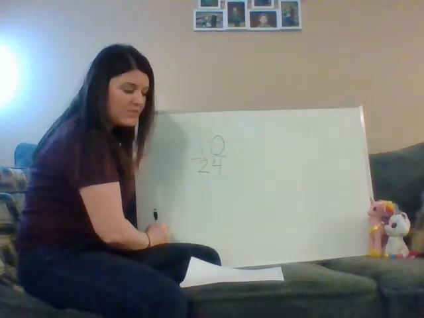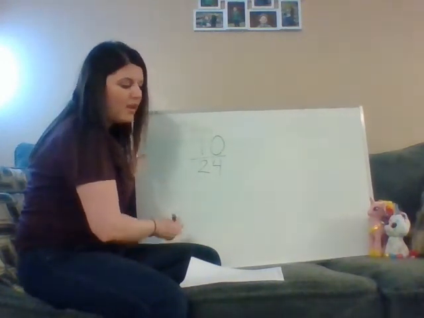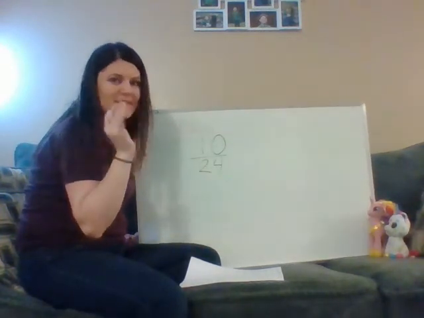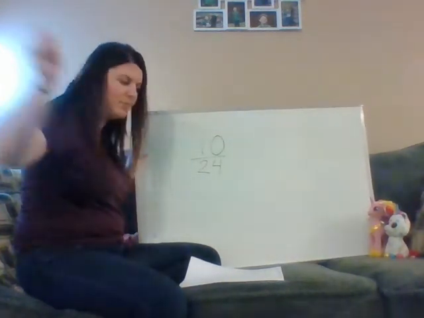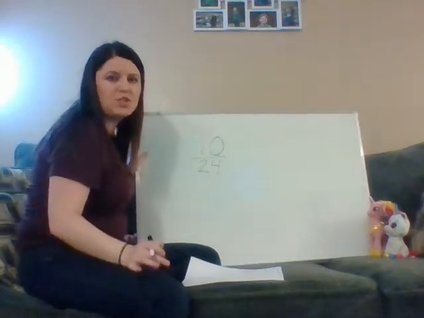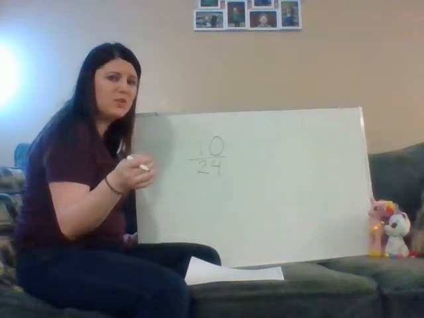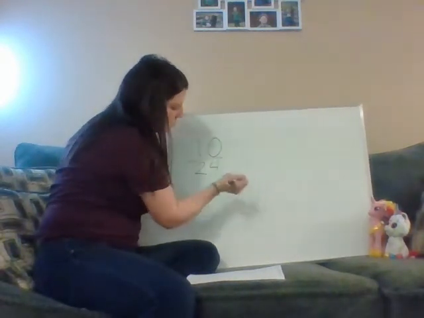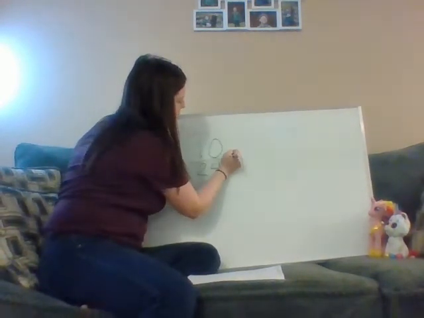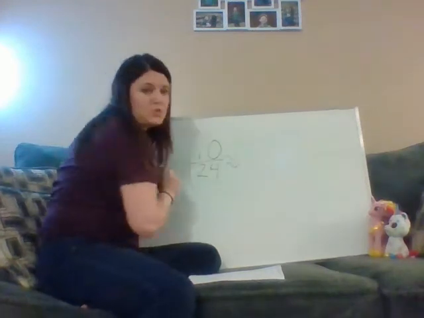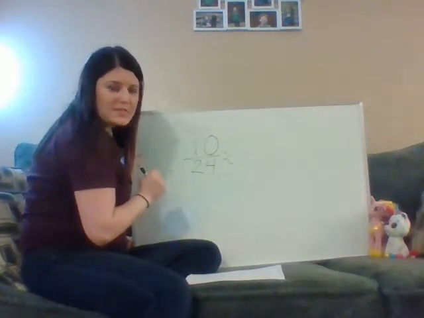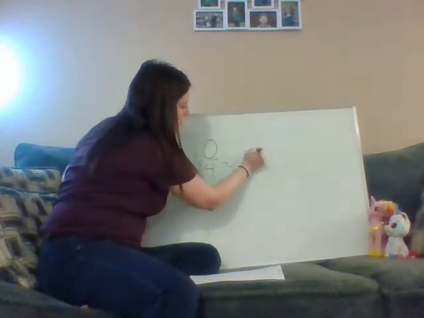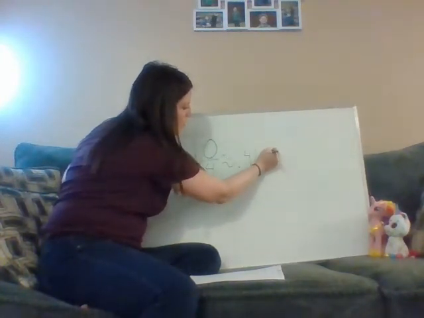When I do 10 divided by 24 on my calculator, it's going to show up as 0.416666 repeating. So I'm going to just start off by writing those first three numbers, okay? I'm going to put approximately equal to, the squiggly line means approximately, and I'm going to put 0.416.